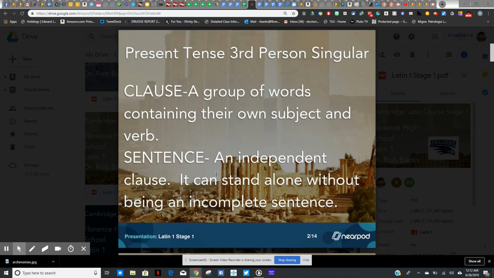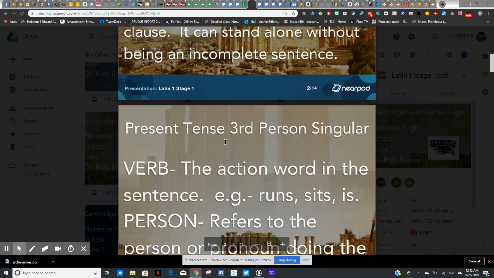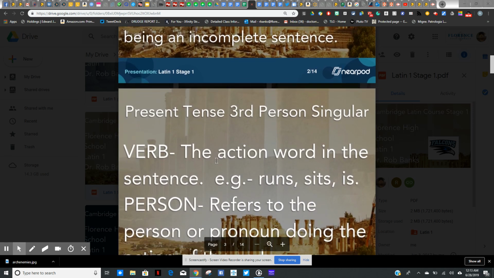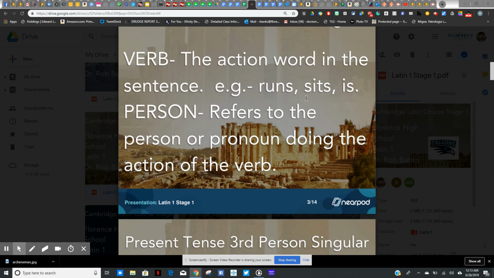A sentence is an independent clause. That is, it can stand alone without being an incomplete sentence. Okay. So clause and sentences, they both have subjects and verbs. A sentence can stand by itself. A clause, if it's dependent, would not be able to stand by itself. Okay, a verb, that of course is the action word in the sentence. So for example, runs, sits, or just is, right? Expressing a state of being.